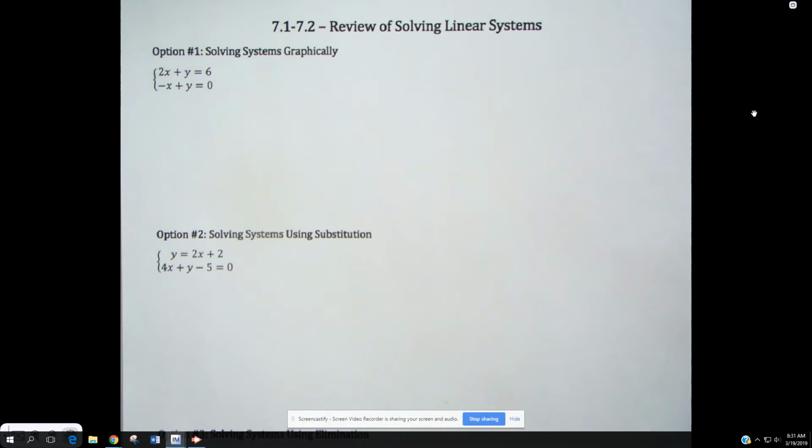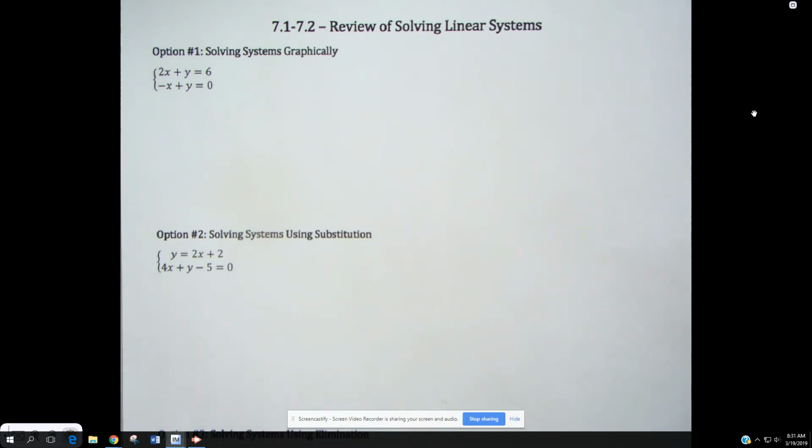Today we are just quickly reviewing how to solve linear systems. So we've got three choices ahead of us. We want to make sure that you recall how to solve systems graphically, how to solve systems using substitution, and how to solve systems using elimination.